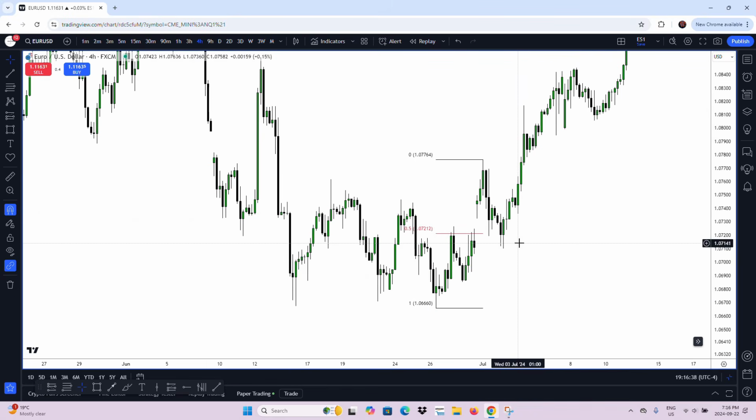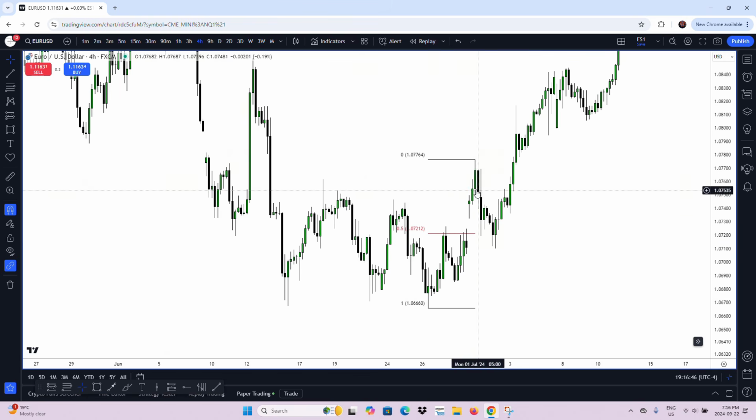Why are we using the fib? We want to locate the EQ, which represents the fair value, premium, and discount arrays. So any key level that forms above this red line is a premium key level. Any key level that forms below this line is a discount key level.